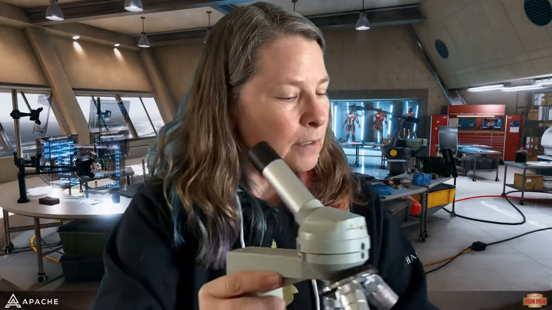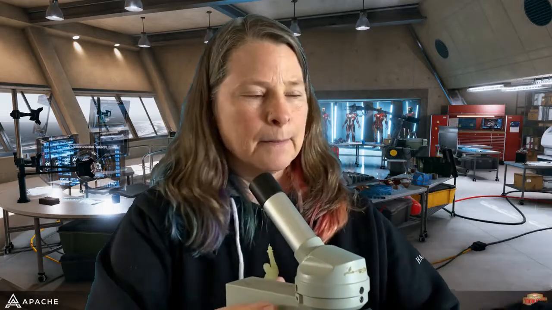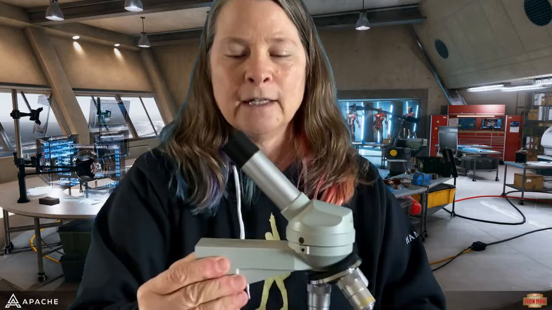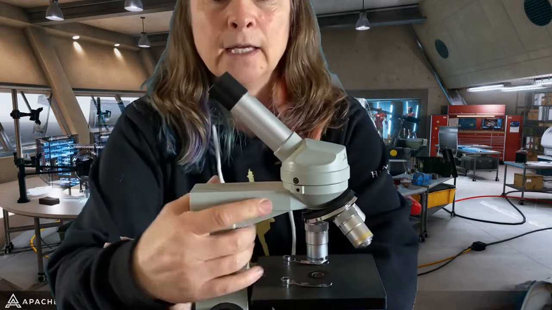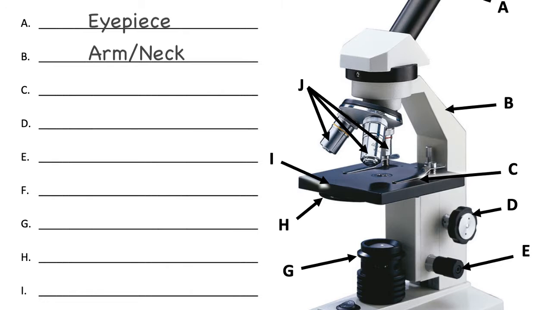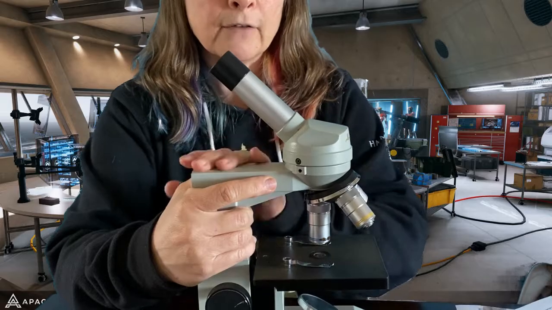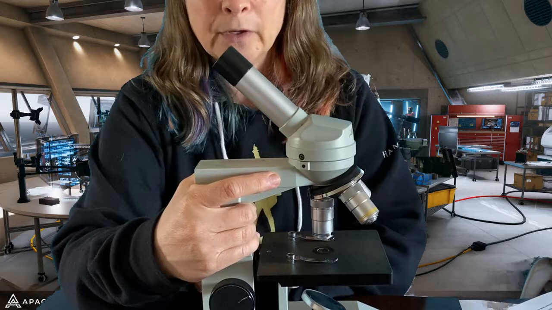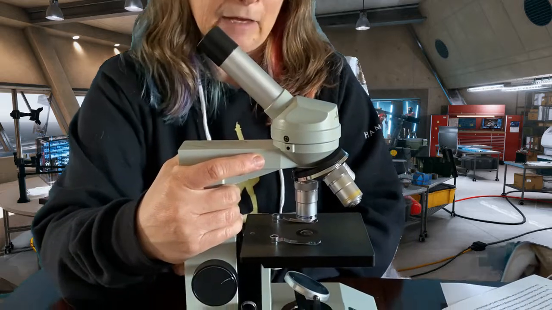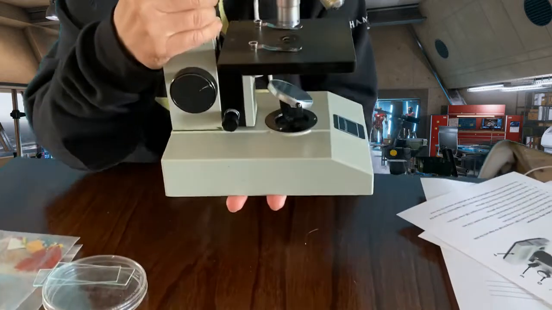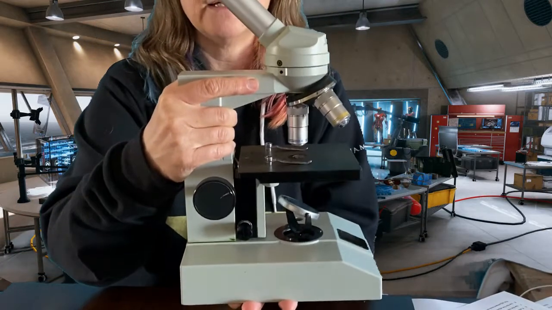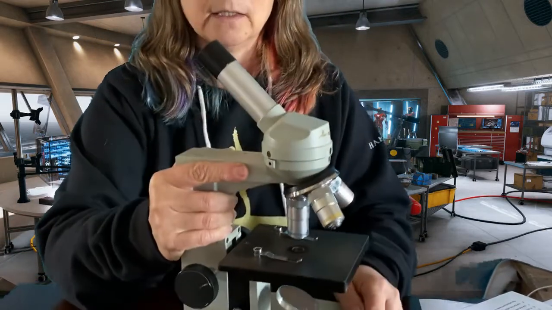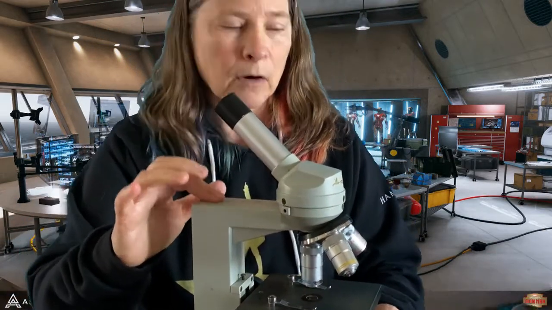Okay, B, the next one on your sheet, B is right here. This is either called the arm or the neck. Same thing, it's the part that you would hold. You never hold it just by the arm or neck. The other part you're gonna hold is F. F is the base. And so anytime you would carry this, you would hold it by the base and the arm, okay? All right, so B is arm.